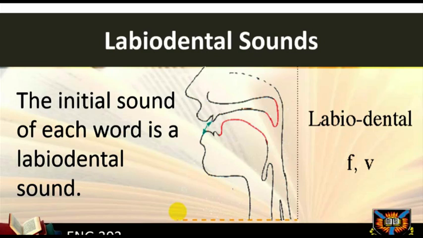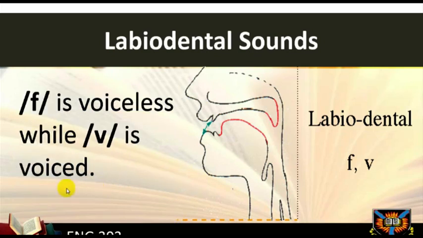F is voiceless, while V is voiced. Do not forget that a voiceless sound is one produced with the glottis open and the vocal cords apart, while voiced sounds are produced with the glottis modified by the vocal cords in a manner that vibration occurs as the air passes through them.